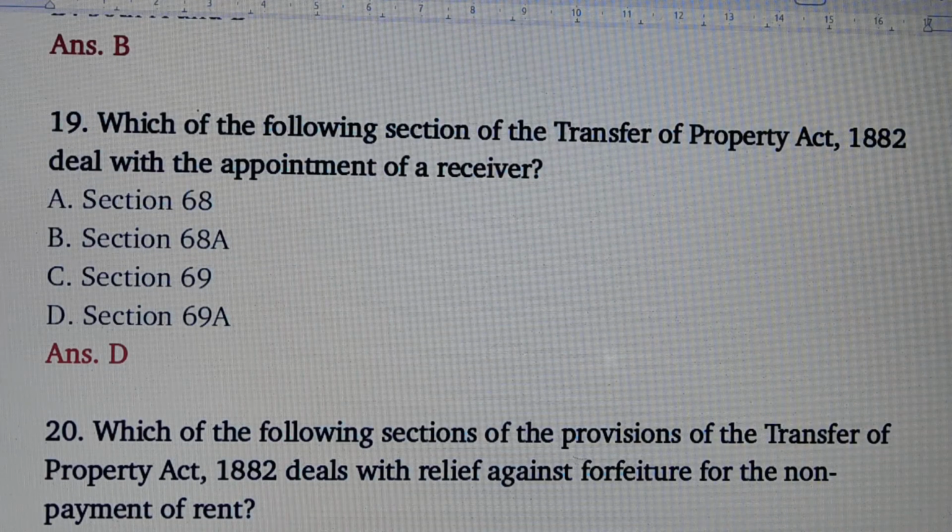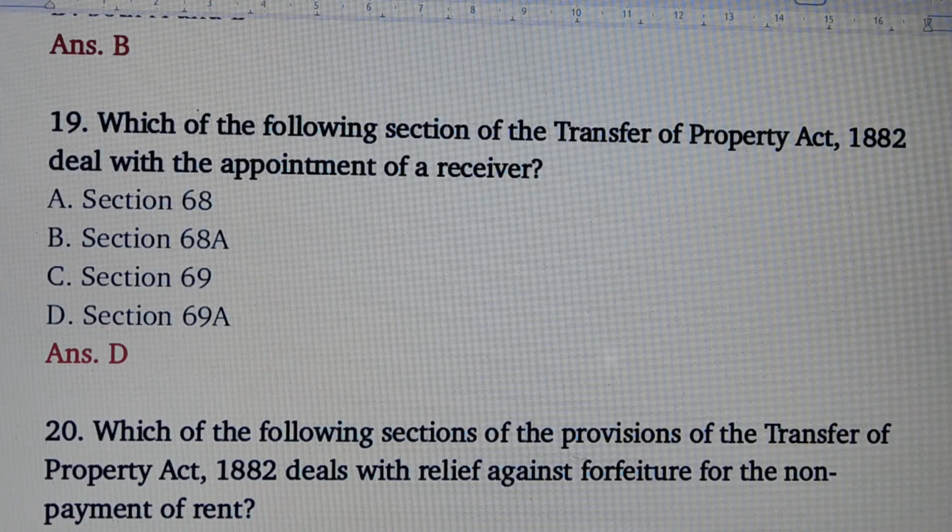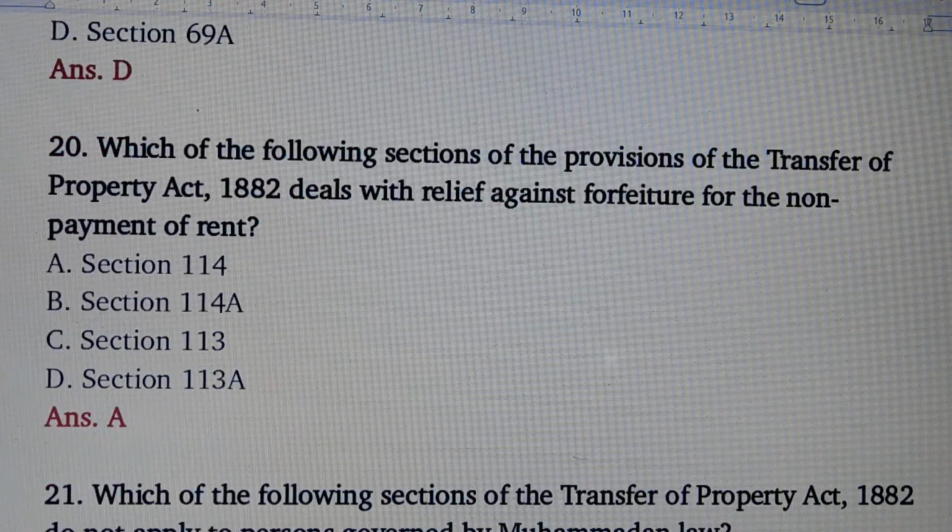Question number 19. Which of the following section of the Transfer of Property Act deal with the appointment of a receiver? Answer is option number D. Section 69A.